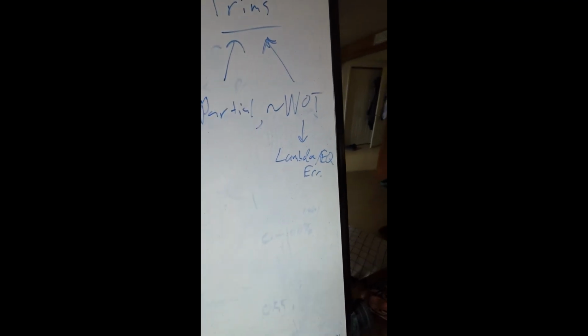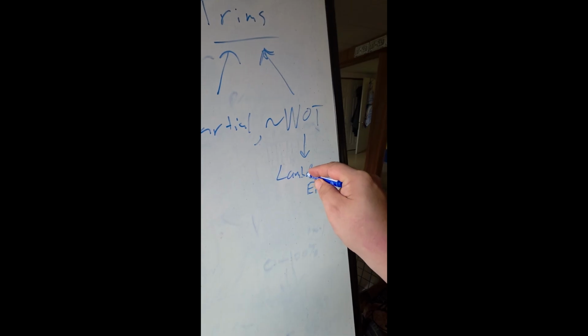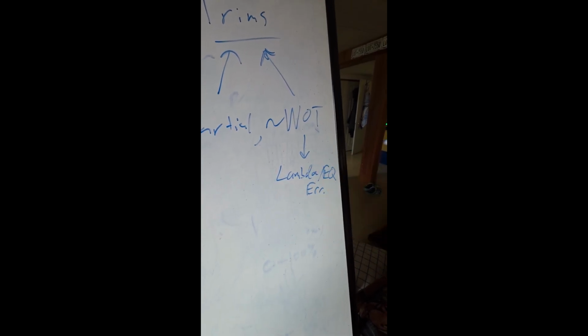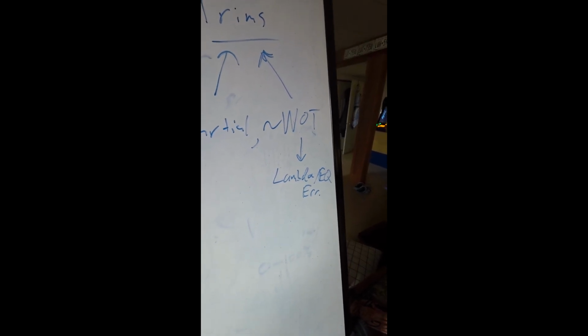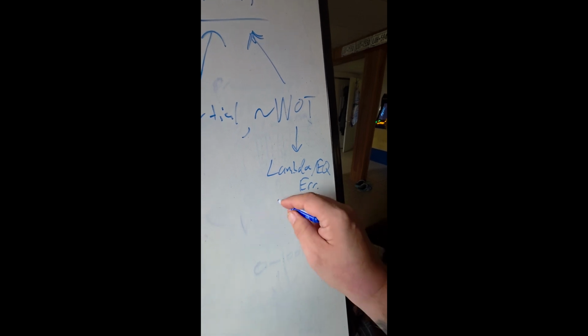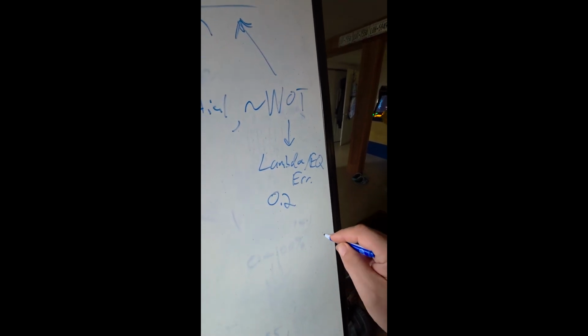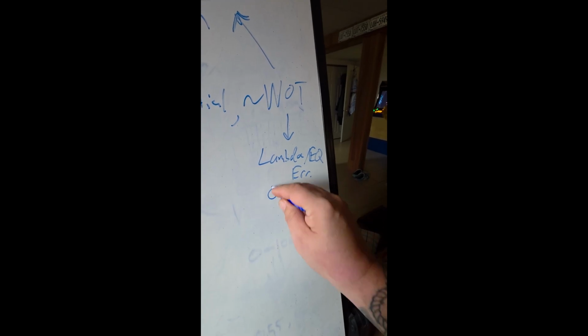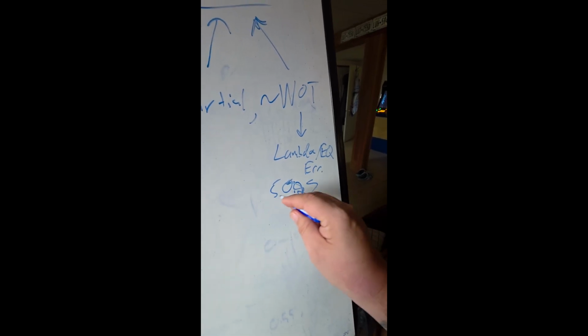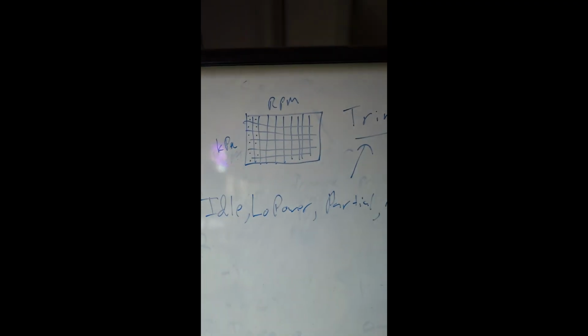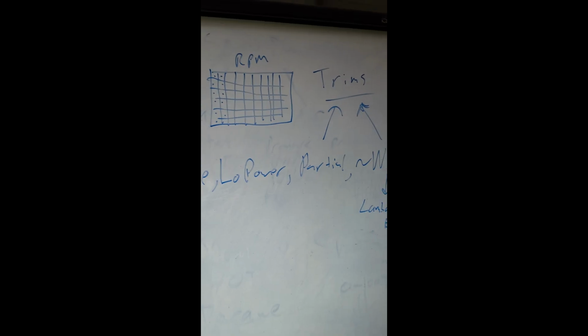And so this is a case where under WOT, I'm commanding 0.84 lambda, which is pretty rich. I'm getting 0.86, which is leaner than I would like. That's a 0.02 error, right? We would get a percentage. It wouldn't be 0.02, it would be something else. So like 5%, right? And it's 5% lean. Sorry, that's ugly as hell. But we're not going to get into that quite yet. We're going to stick in the bread and butter: idle, low power, and partial.